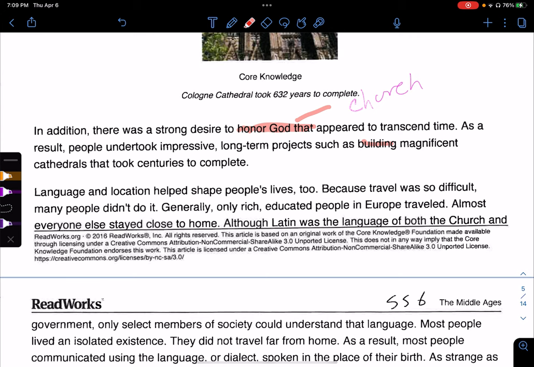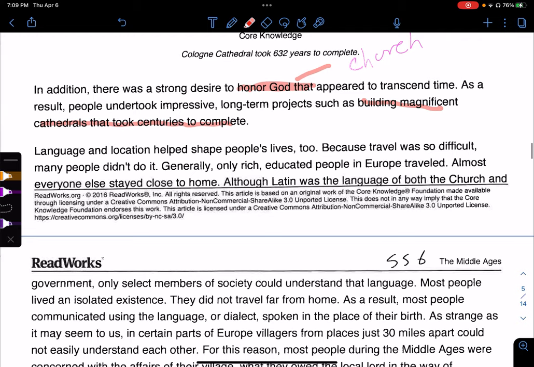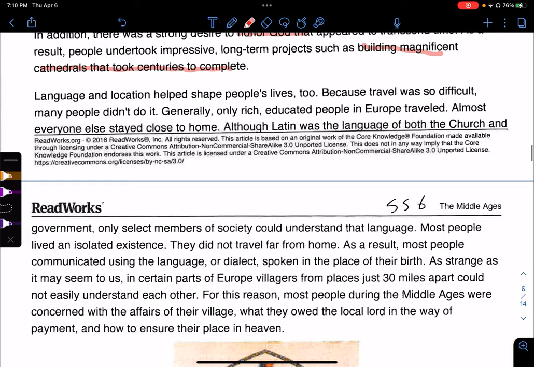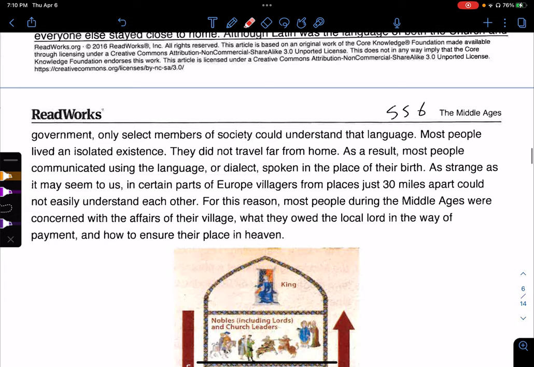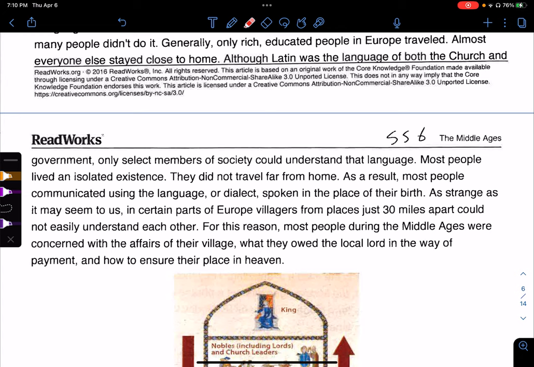Language and location helped shape people's lives too. Because travel was so difficult, many people didn't do it. Generally, only rich, educated people in Europe traveled. Almost everyone else stayed close to home. Although Latin was the language of both the church and the government, only selected members of society could understand the language. Latin becomes a dead language. Most people are speaking Spanish, English, French, German, Italian, right? But most books that are written by hand are in Latin. Being able to read is very limited to a very small group of people.